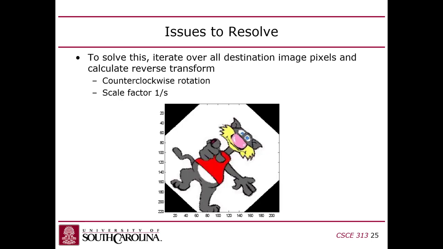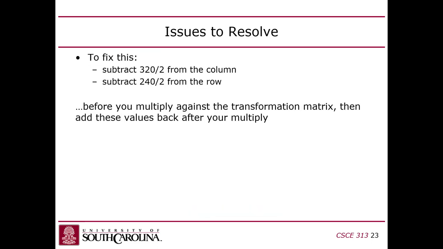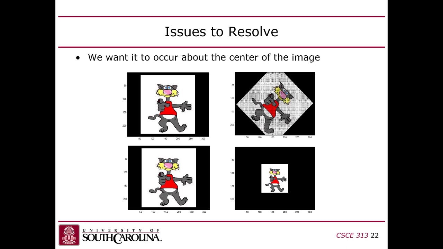The way you fix that is, instead of going through each one of these pixels and calculating its corresponding location over here, you do the reverse. You take all of these pixels in the output and you find its corresponding location in the source image. Does that make sense?